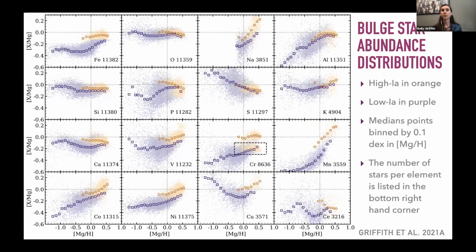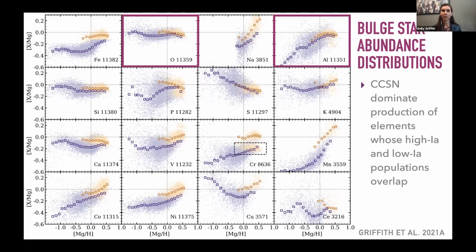So here are the bulge abundance distributions for these 11,000 stars in APOGEE. The high Ia stars are in orange and the low Ia are in purple. The medians for the high Ia and the low Ia sequences are overplotted as the larger points. And you'll see that there are many elements that we know come from core collapse supernovae that have the sequences very close together, which is promising.